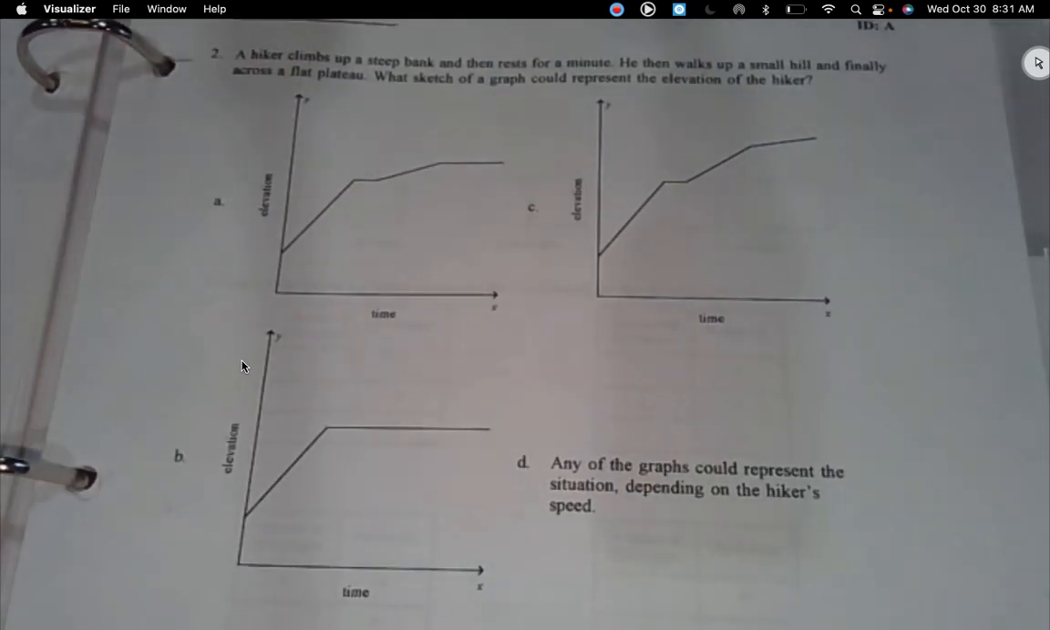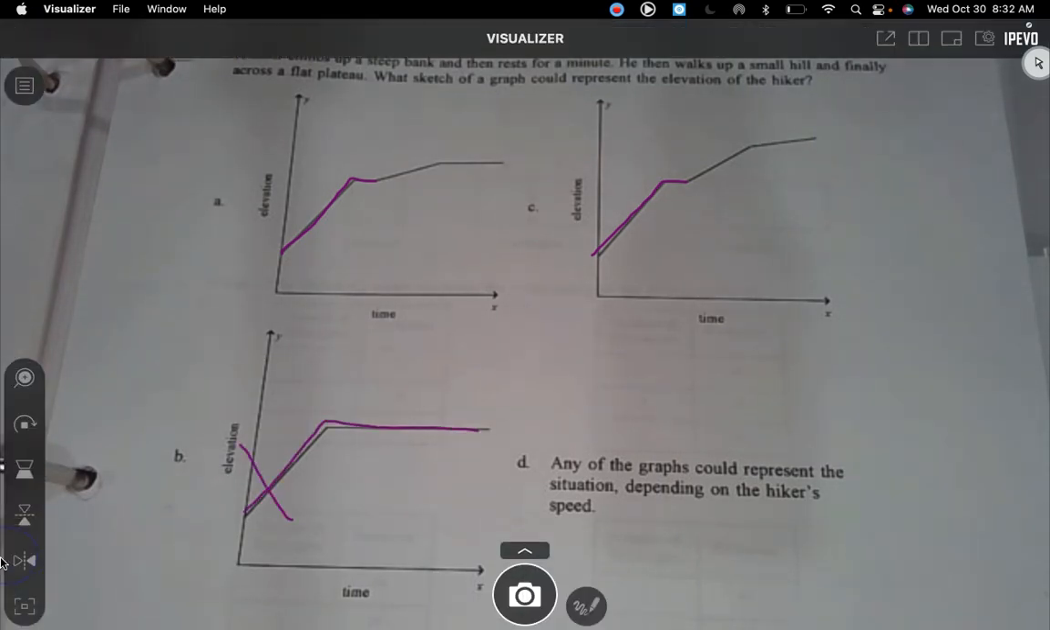So it gives you a little situation and it wants you to pick out the graph that matches it. You're trying to find the elevation over time, like how high it is. So the hiker climbs up a very steep bank, and then he rests for a minute. So this one looks like he climbed up a steep bank and rested for a minute. Does that one look good? So does this one. This one looks like he rested the rest of the day, doesn't it? Or he was done for the day. It's not that one. We'll come back to this, okay?